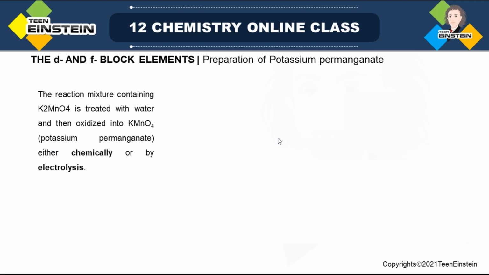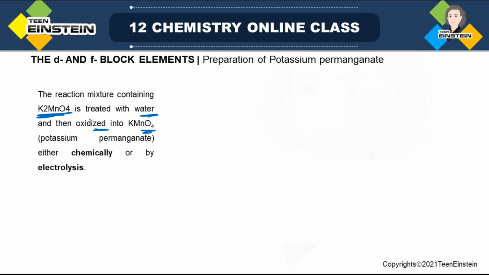Now, after the first step, what is the second step? In the second step, the K2MnO4 that you have already prepared by using any of these 4 equations, you will treat it with water. That is, just mix this K2MnO4 with water, and then we will use some oxidation reaction so that we can convert it to KMnO4.